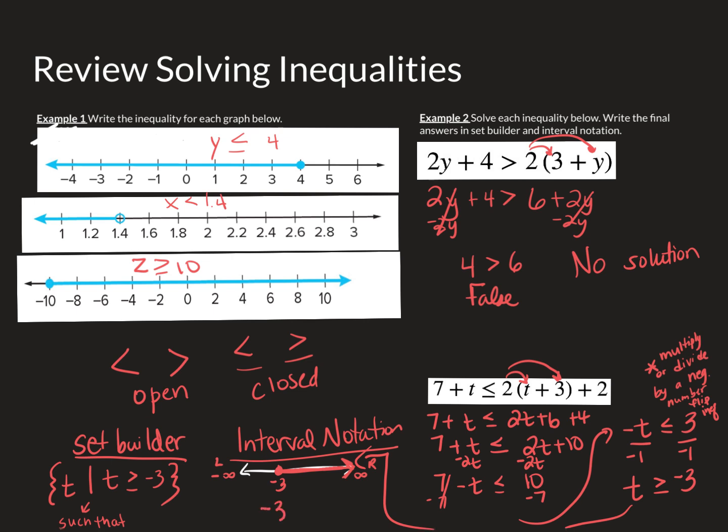So at -3. When you have closed circles, you use brackets. When you have open circles or infinity or -infinity, you use parentheses in interval notation. So with a bracket at -3 to +infinity, that's where it stops being shaded red, and +infinity gets a parenthesis. So that is interval notation. Set builder notation on the left, interval notation on the right.